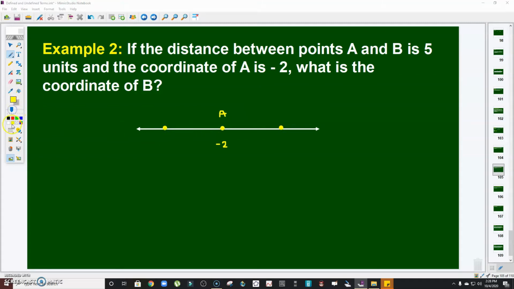So, how are we going to do that? Okay, so let's call this B. Okay, B yan. So, dalawang possible answers. So, again, 5 units. This one is also 5 units. Based on the ruler postulate, that's the absolute value of the difference of the coordinates, which is B minus negative 2. And that's equal to 5. Okay, so let's solve it.